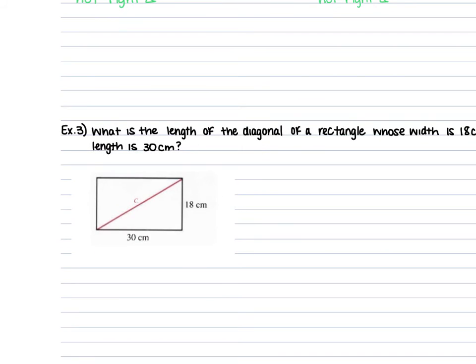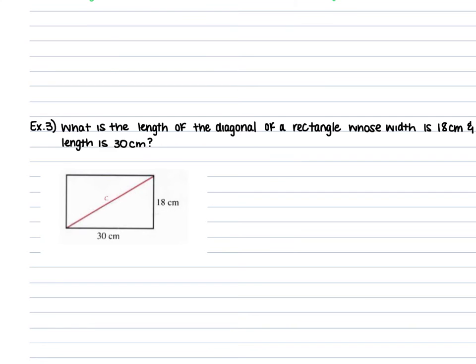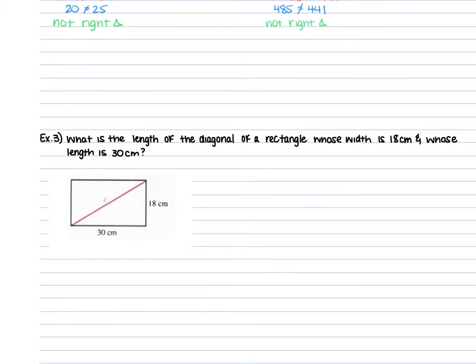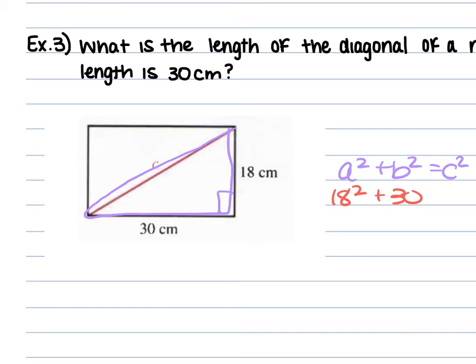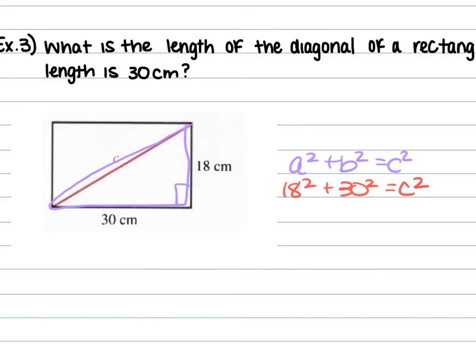For example 3, it asks, what's the length of the diagonal of a rectangle whose width is 18 centimeters and whose length is 30 centimeters? So we're going to use this triangle to find the hypotenuse. So this would be a right triangle. We're going to have a squared plus b squared is equal to c squared. So we're going to use 18 squared plus 30 squared is equal to c squared. That 18 squared is 324. The 30 squared is 900. The 324 plus 900 gives us 1224.